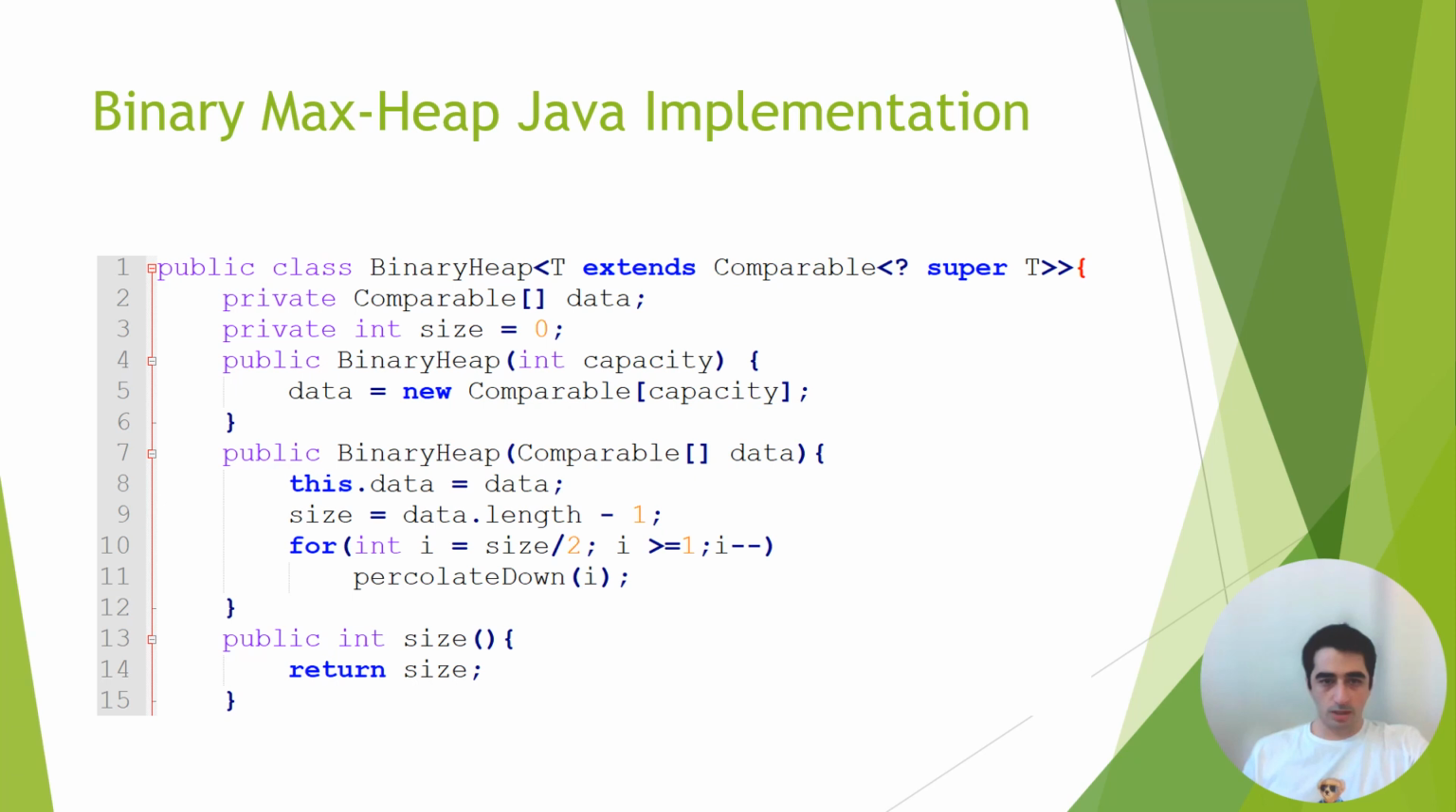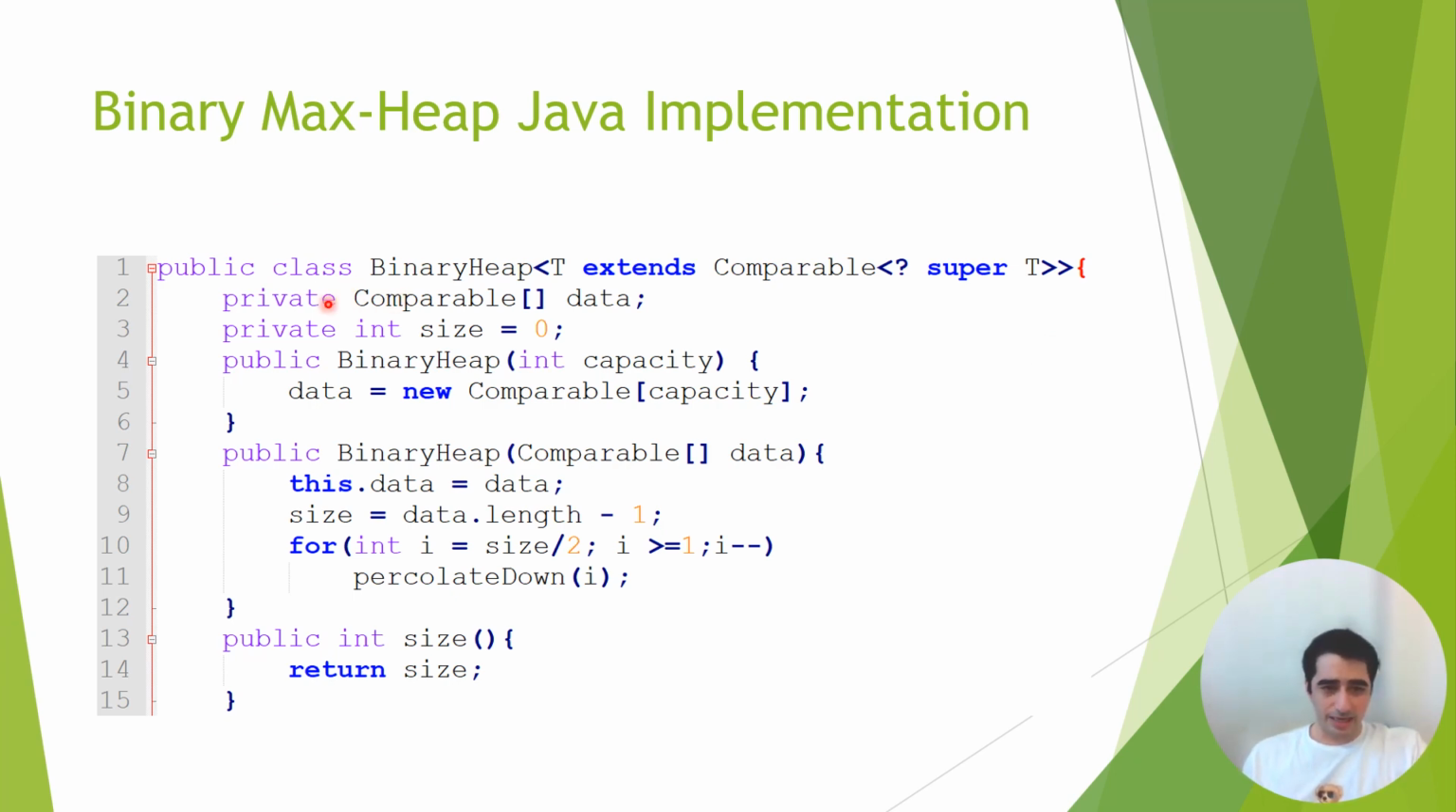Now that we understand what a max binary heap is, let's look at the Java implementation of it. Here is the class called BinaryHeap with a generic type T, which extends Comparable of any type which is a super type of T. And that basically means you can create a binary heap for storing a priority queue of any type you want, integer, string, double, any type, as long as it is comparable.